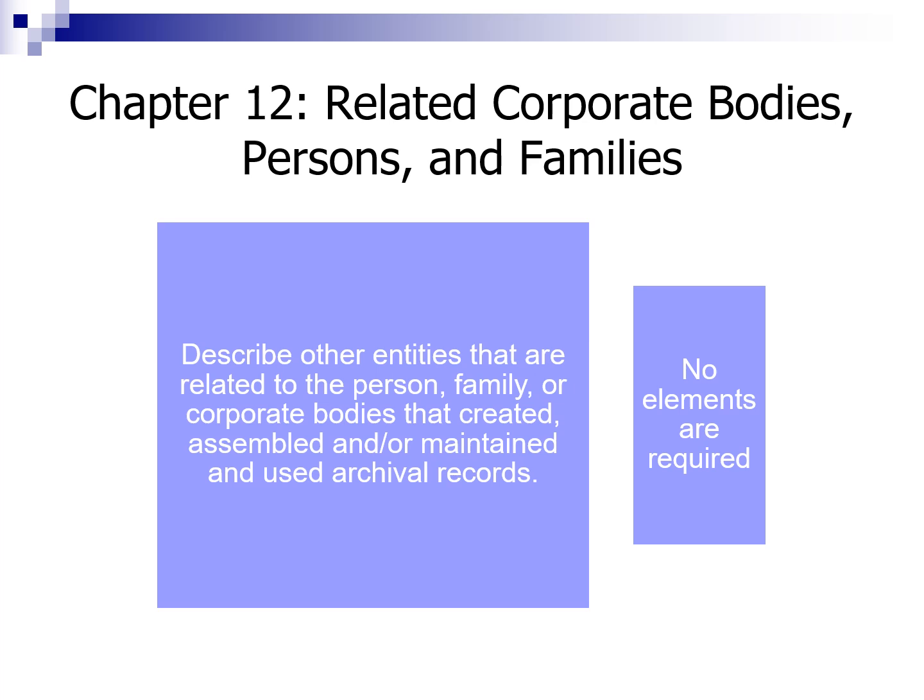Chapter 12, Related Corporate Bodies, Persons, and Families. This chapter helps guide us to describe other entities that are related to the person, family, or corporate bodies that created, assembled, and/or maintained and used archival records. None of these elements are required.